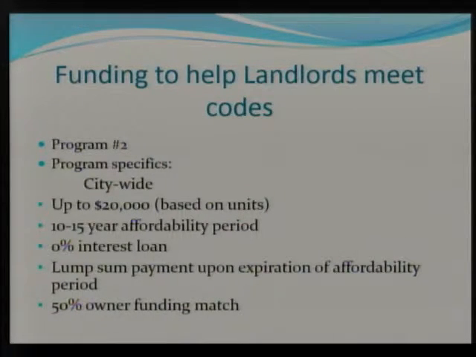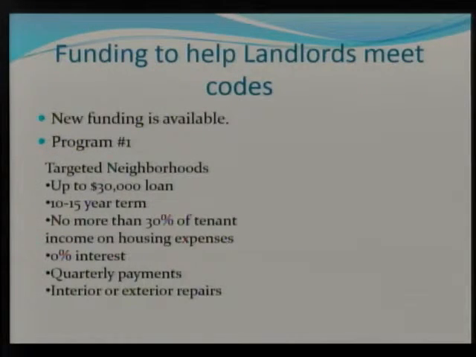And we already have a program that's citywide, but that one has a few more strings since that is part of our block grant funds, where it's a 10 to 15-year affordability period. There would be a lump sum payment upon the expiration of the affordability, and that does require a 50% owner funding match. But if you recall, that's a new program, and we're going to have more neighborhood associations, so this one's probably going to be more attractive. And as time goes by, more and more neighborhoods will take advantage of this to help correct some of the code violations and improve the appearance and the curb appeal in those neighborhoods.